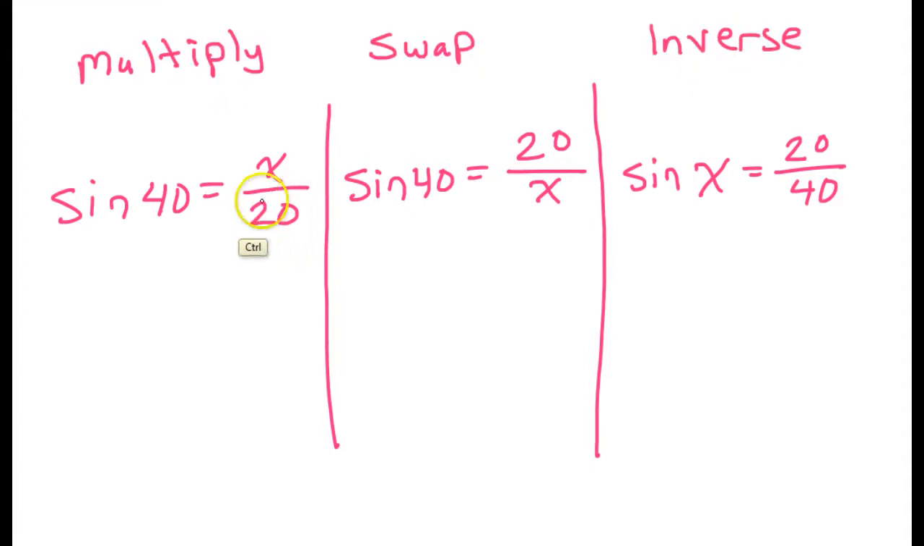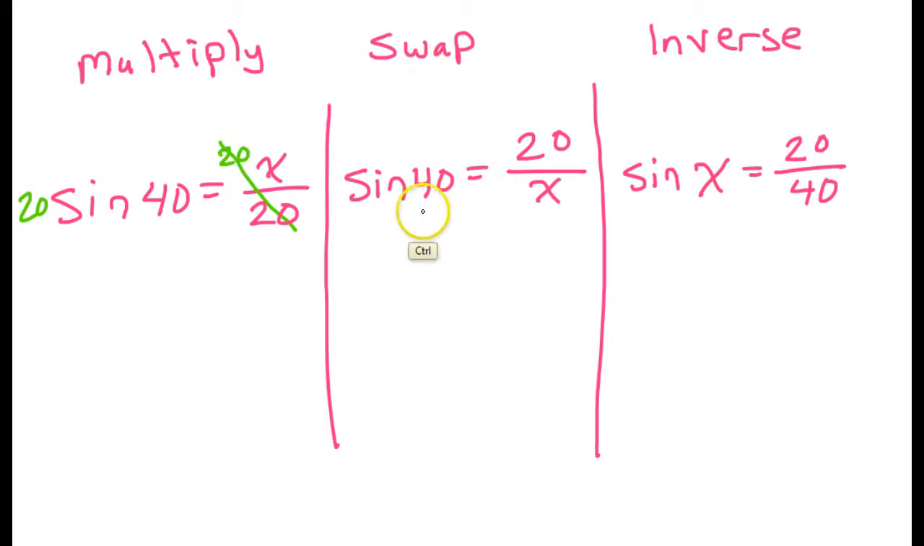I'm glad you asked. So if the variable is in the top, I'm trying to get x by itself, all I have to do is multiply by 20 on both sides. That's going to cancel these out, and then that gives me x equals 20 sine 40. I could just put that in my calculator and that would give me the answer. So that's what I mean when I say multiply.